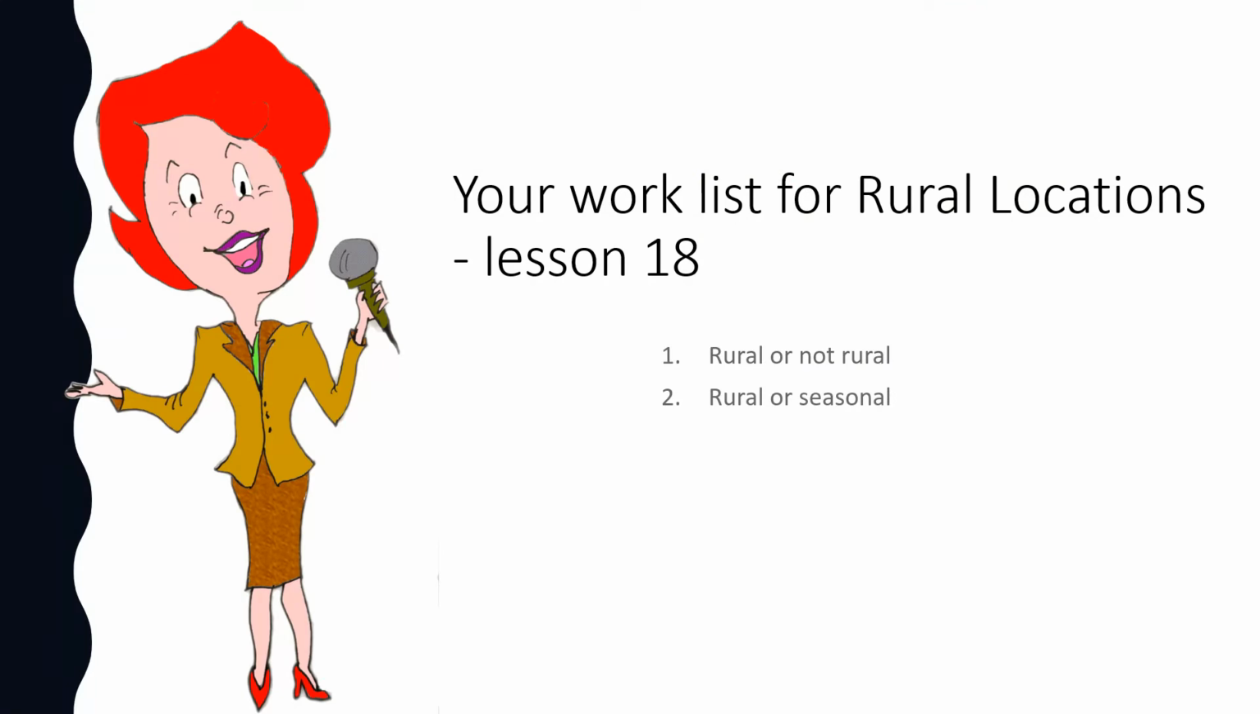Here's your work list for rural locations. There's only 2 of them. You've got rural or not rural as task 1, and rural or seasonal for task 2. So this shouldn't take too long.